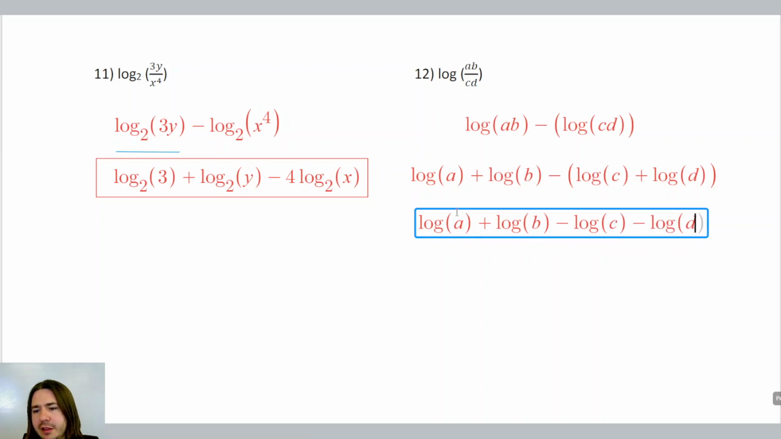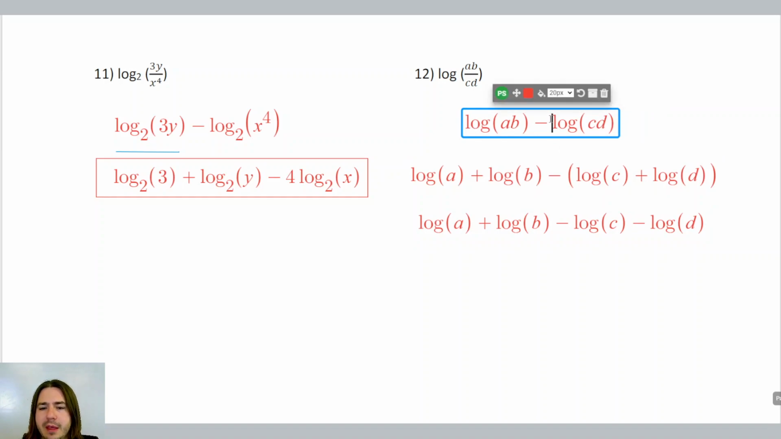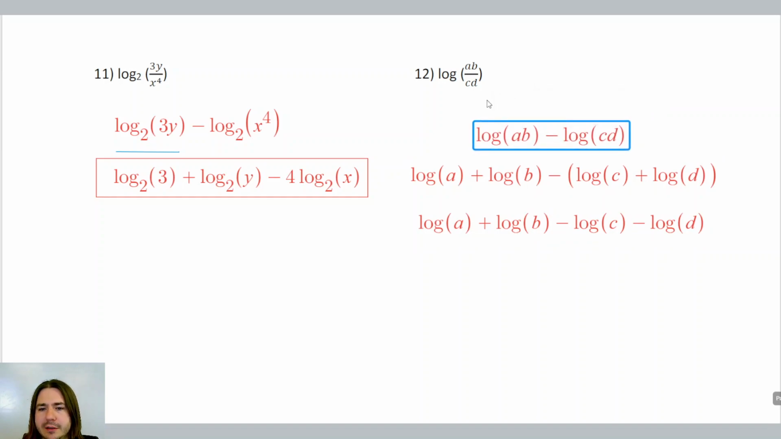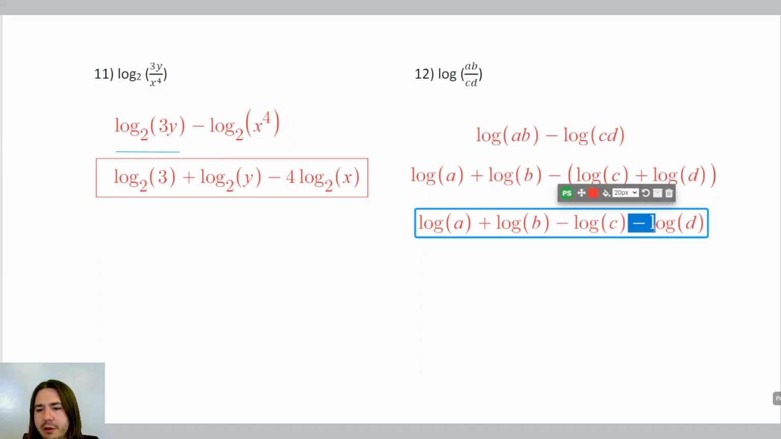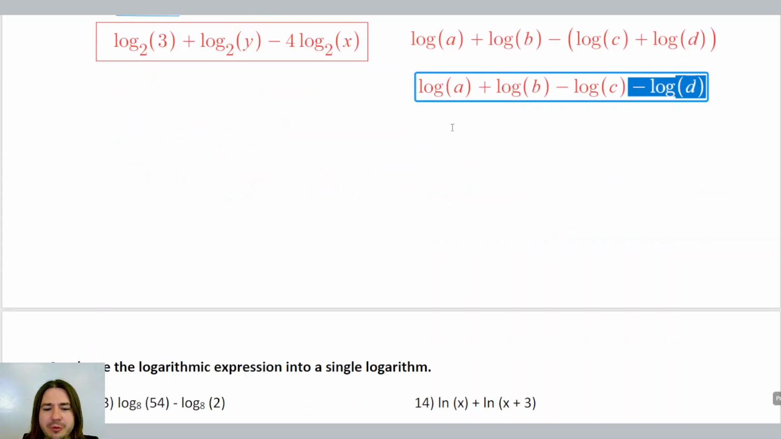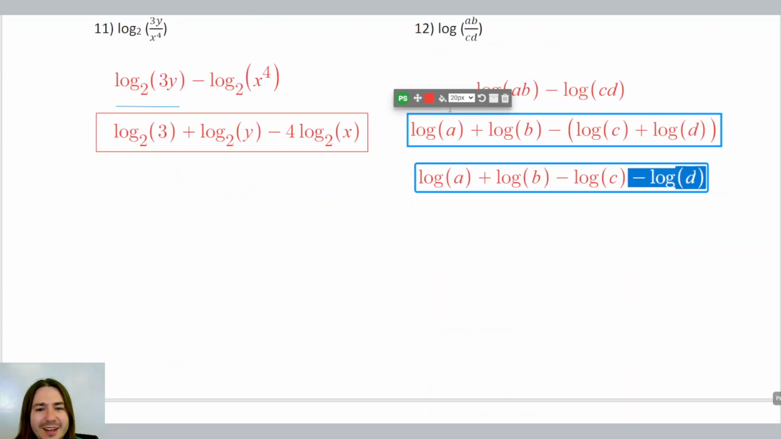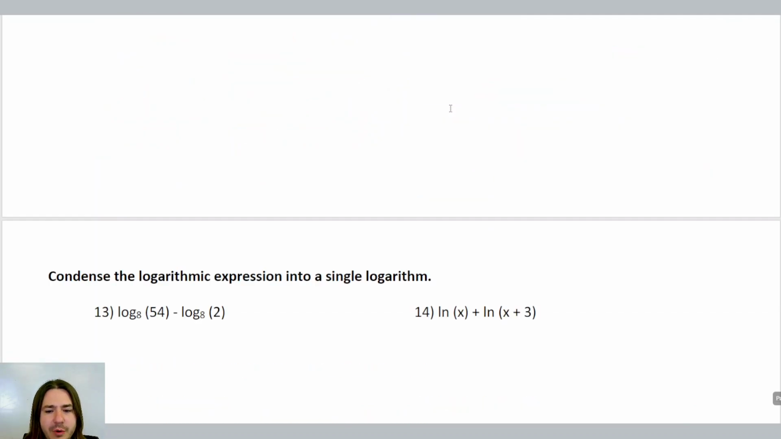log D. Now, if you're getting lost in the parentheses thing, maybe I'll just get rid of those for now. One way you can get around that is to look at the fraction that you're trying to expand here. Any of the factors that are in the numerator are going to result in a positive logarithm, and any of the factors that are in the denominator will result in a negative logarithm. So just a little shortcut that maybe will help you through some of the harder ones. Okay, so there we go. There's number 12. Let's move on to number 13.